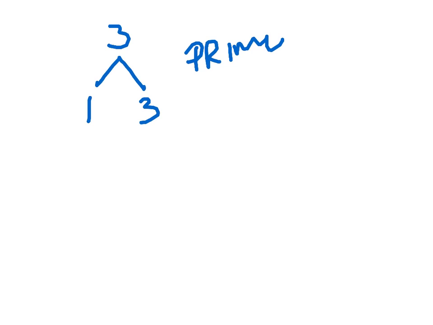For example, let's take 3. When we factor 3 down, you basically have 1 times 3. That's it. That's all we can do. So 3 would be a prime number because the only way you can break that down is 1 times itself.